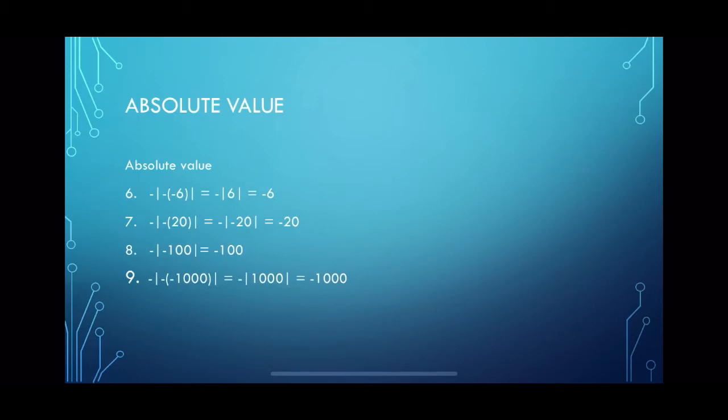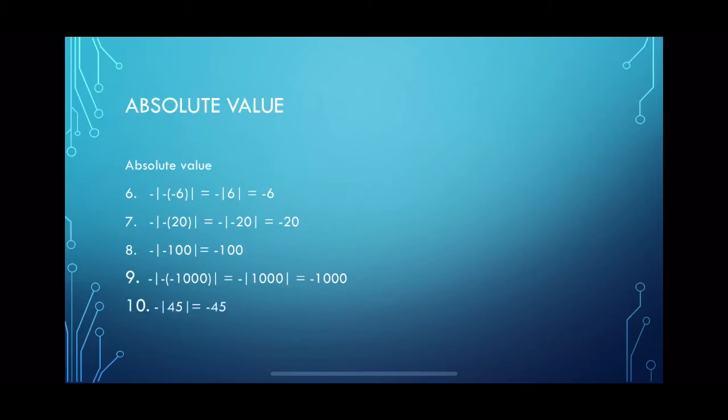Number 9, negative absolute value of negative, open and close parenthesis, negative 1,000 is equal to negative, negative, it will become positive. So therefore, it will become negative absolute value of positive 1,000. And the absolute value of 1,000 is 1,000. And then we have the negative sign outside the absolute value. So it will become negative 1,000.